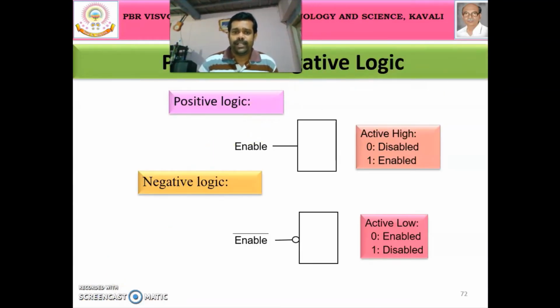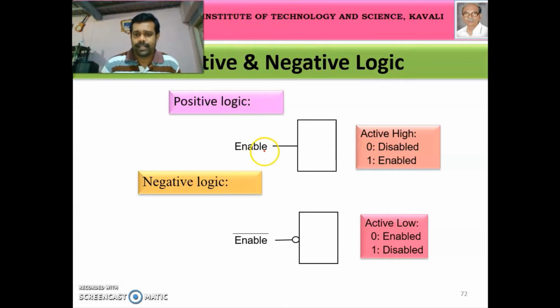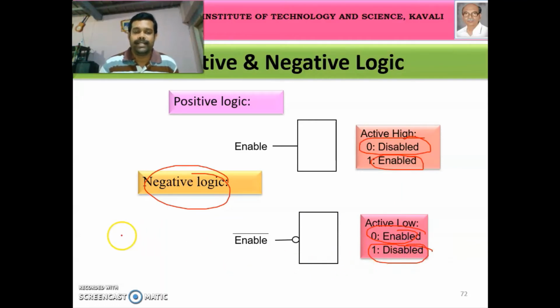So in positive logic, enable means 1. When you are giving high signal, it will be enabled, and when you are giving low signal, it will be disabled. But in the case of negative logic, if you are giving low signal, it will be enabled, and if you are giving high signal, it will be disabled. This is negative logic and this is positive logic.